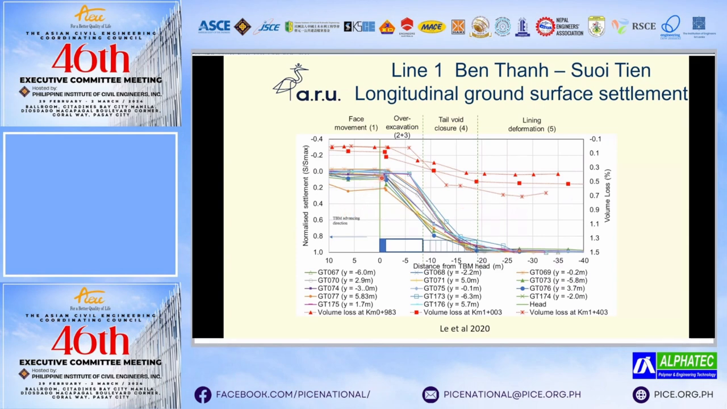And as you can see here, the surface settlement increased when the TBM advanced to the monitoring section, and it reached the maximum settlement when the TBM passed the monitoring section by around 20 meters. And the volume loss is controlled to less than 1.5%, which again, most of the sections have quite a small volume loss, which was a success.